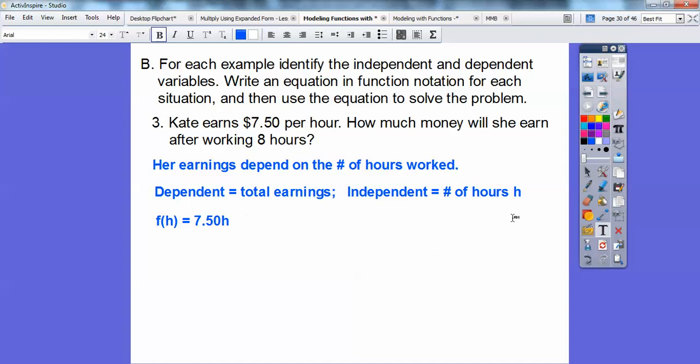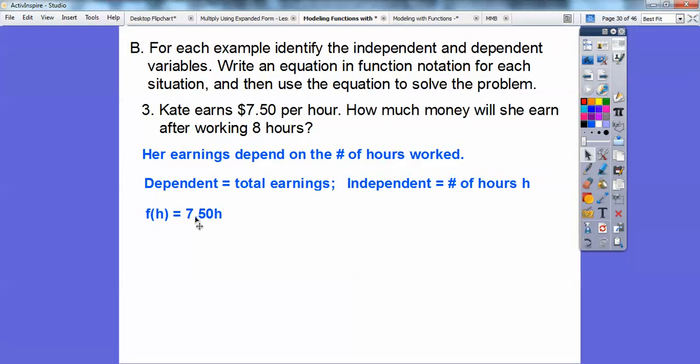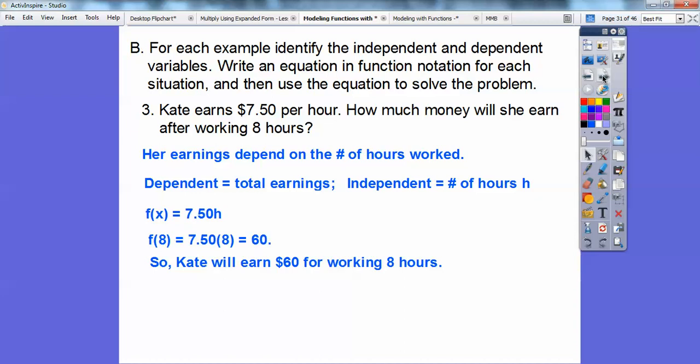All right, so f of h equals 7.50 times h, where h is the number of hours. Then we're going to plug in 8. So 7.50 times 8: you can go 7 plus 50 cents. 7 times 8 is 56, and 0.5 times 8 is 4, and 56 plus 4 gives us 60. So Kate will earn $60 for working 8 hours.